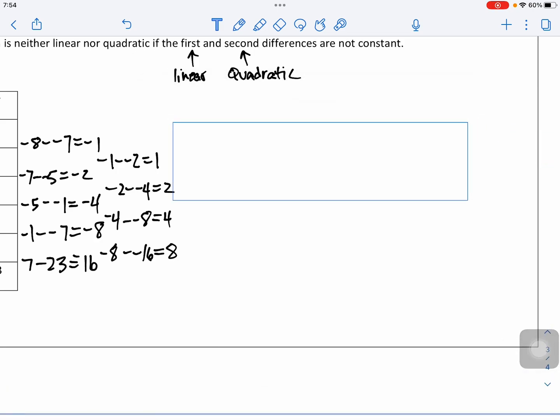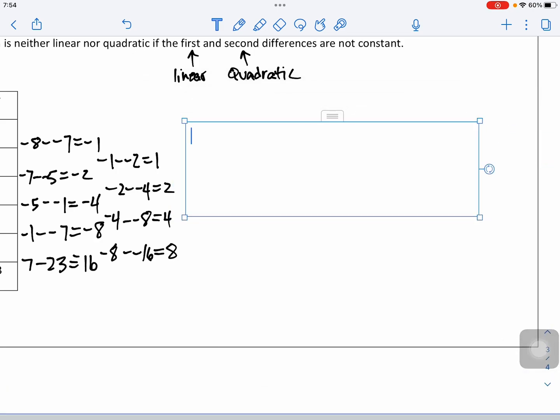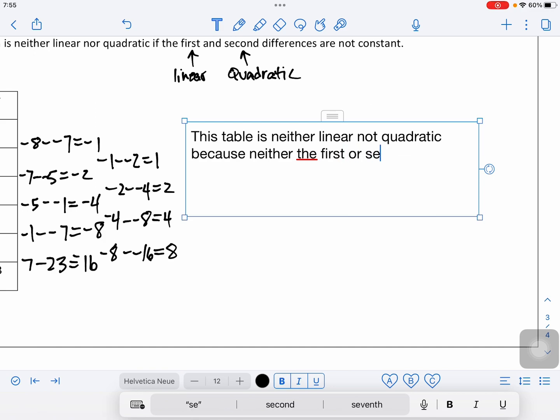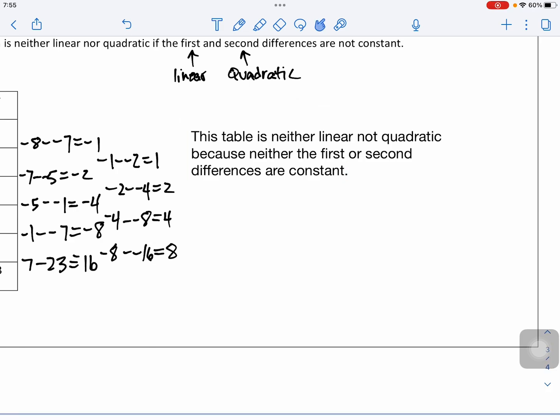So what I'll say is that this table is neither linear nor quadratic because neither the first or second differences are constant. And that's how we decide.